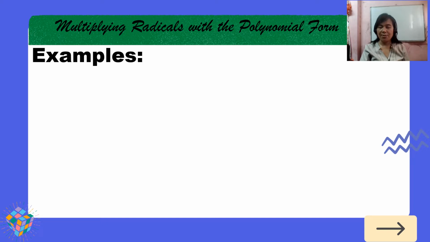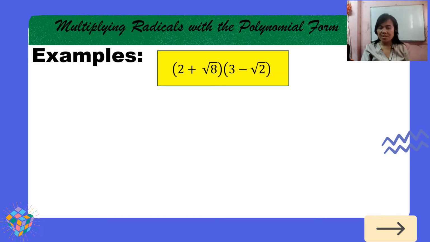Alright, so the first one that I'm going to discuss with you is multiplying radicals na binomial in form, just like this one. So 2 plus the square root of 8 and then multiplied with 3 minus the square root of 2. So basically, meron tayong a plus b times a minus b here. So pwede natin gamitin yung tinatawag nating FOIL method. Okay? So sa FOIL method, of course, meron dapat tayong FOIL.